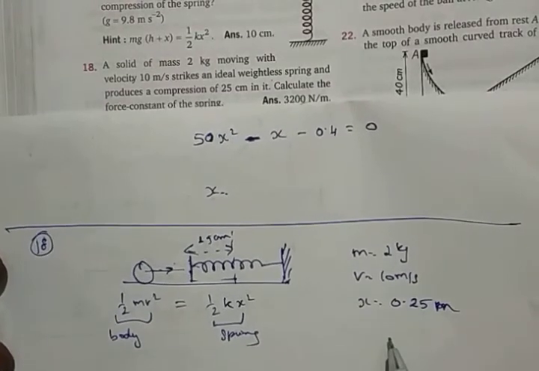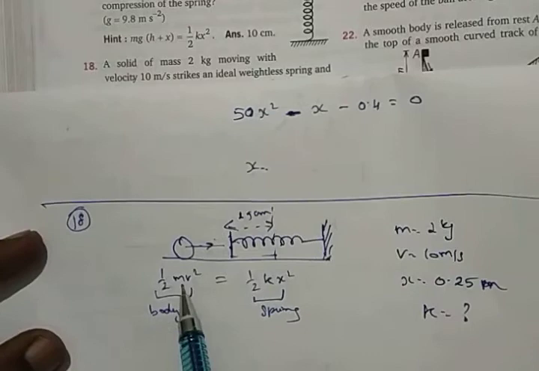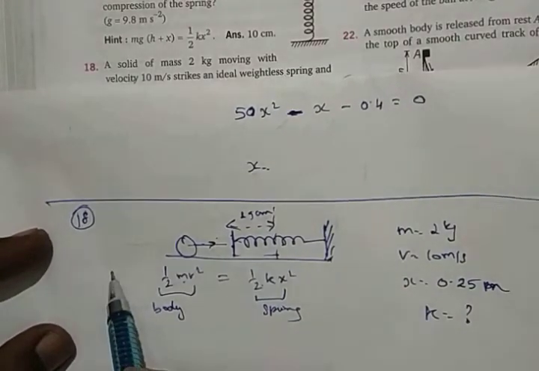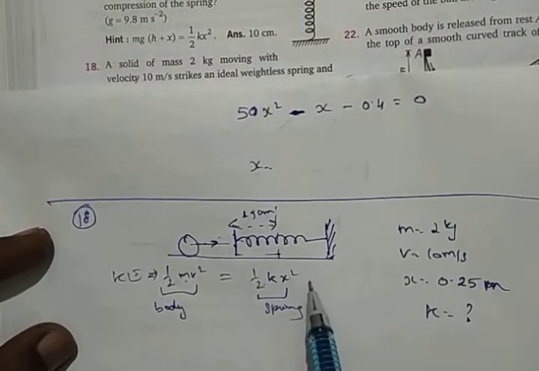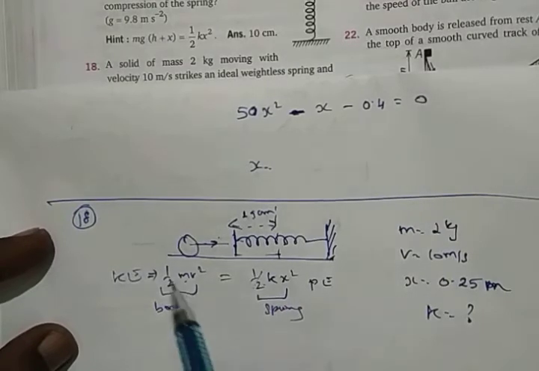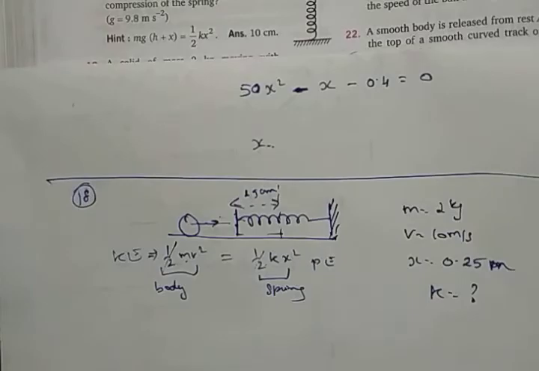Now what do you need to find out? K is going to be equal to question mark. So mass is given, everything is given here. So kinetic energy is equal to potential energy. Can you find out this one? You need to cancel this one and then find out. I'm just giving it to you. Please do this one.